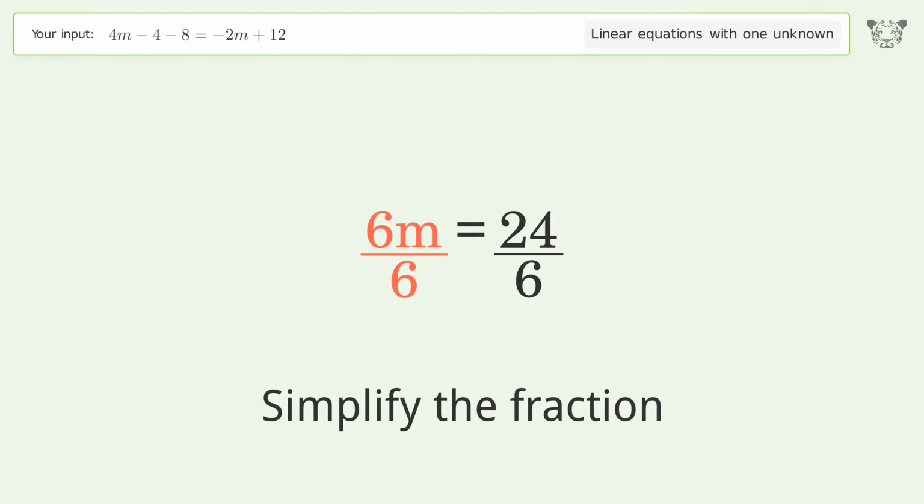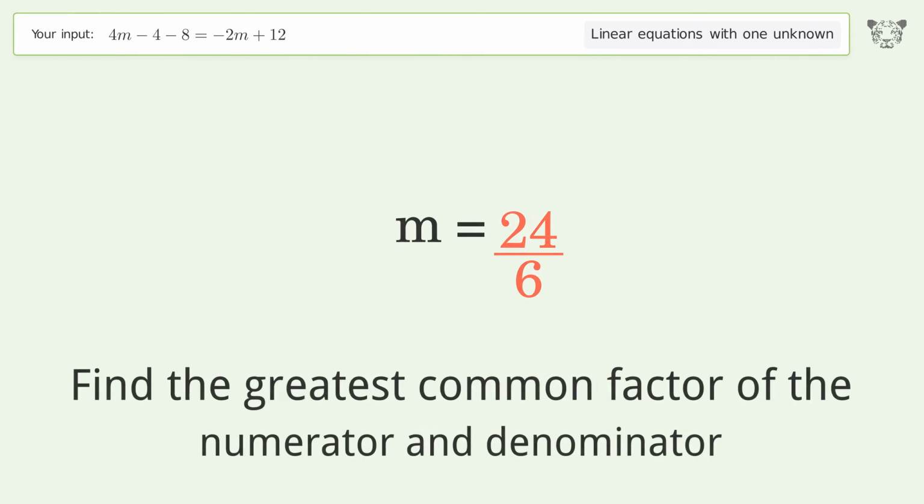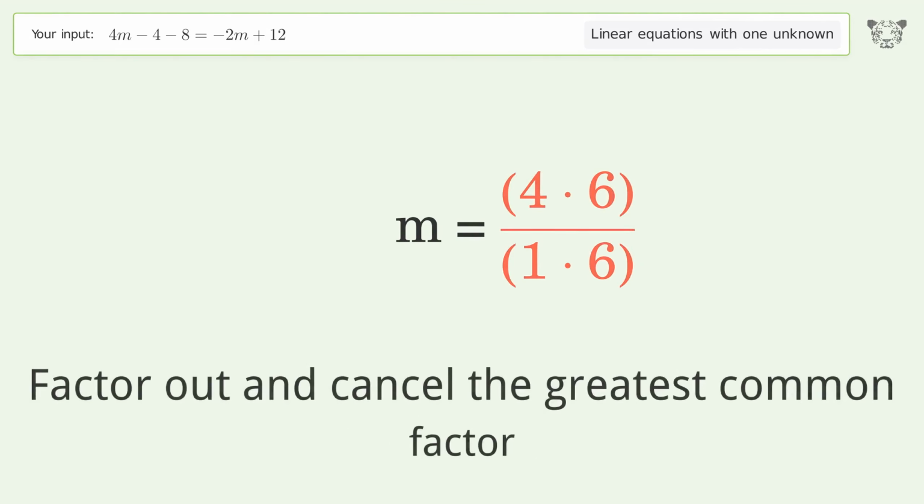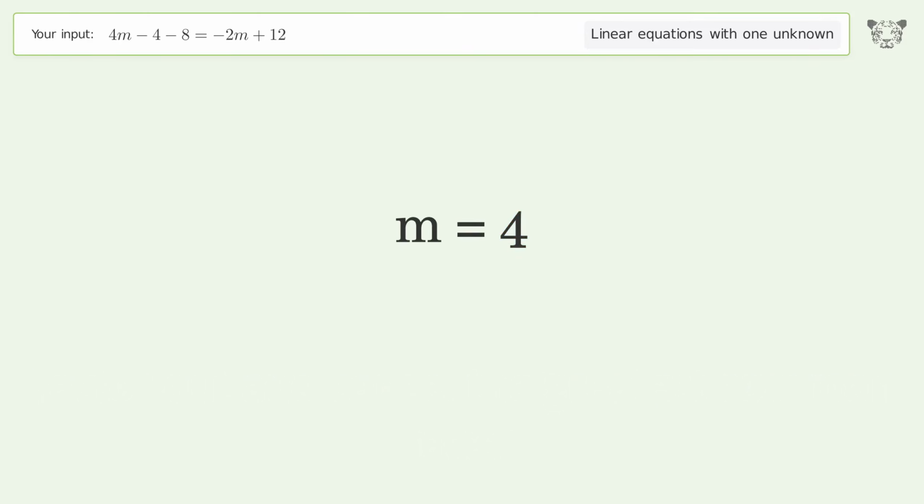Simplify the fraction. Find the greatest common factor of the numerator and denominator. Factor out and cancel the greatest common factor. And so the final result is m equals 4.